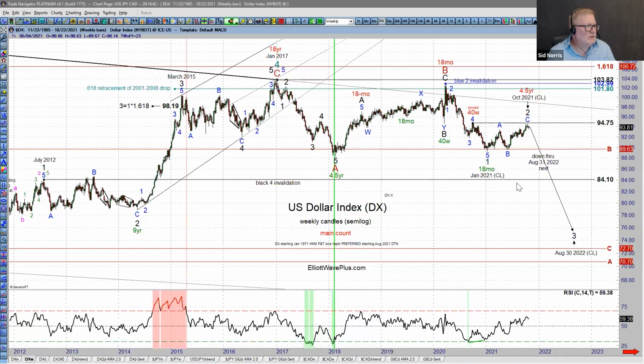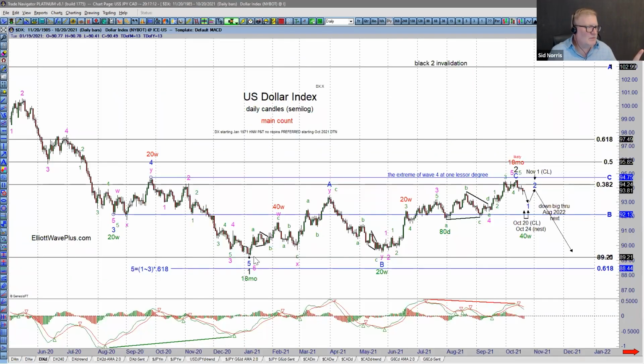And then, so my count on the dollar is that from this important high back in March of 2020, 1, 2, 3, 4, 5 waves down, very clear, very clear, even had what I call a 3-5 divergence on the weekly chart on the RSI. And here's the really important thing.